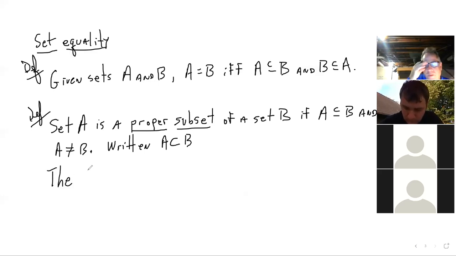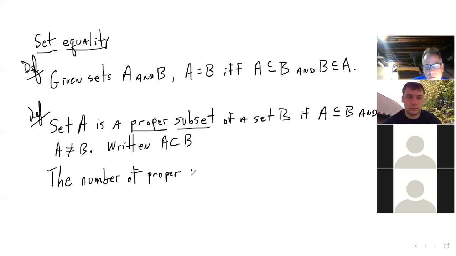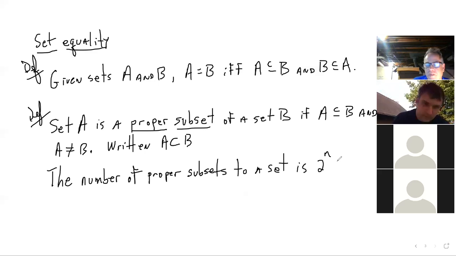So if I were to calculate all the subsets of a set, we know that is 2 to the power of the cardinality of the set, how many elements it has. So the only one you wouldn't count is itself. So the number of proper subsets to a set is still 2 to the n, and then take away 1, and the one you're not counting is itself.